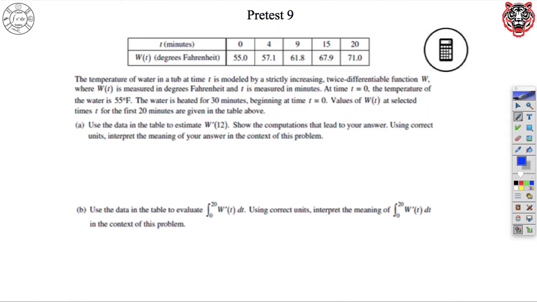This is AP Calculus Pretest 9 solutions. Let's jump right in. Again, girls, you're going to score it, but for now we're doing the correct solutions on your new pretest. So we're looking for W prime of 12.